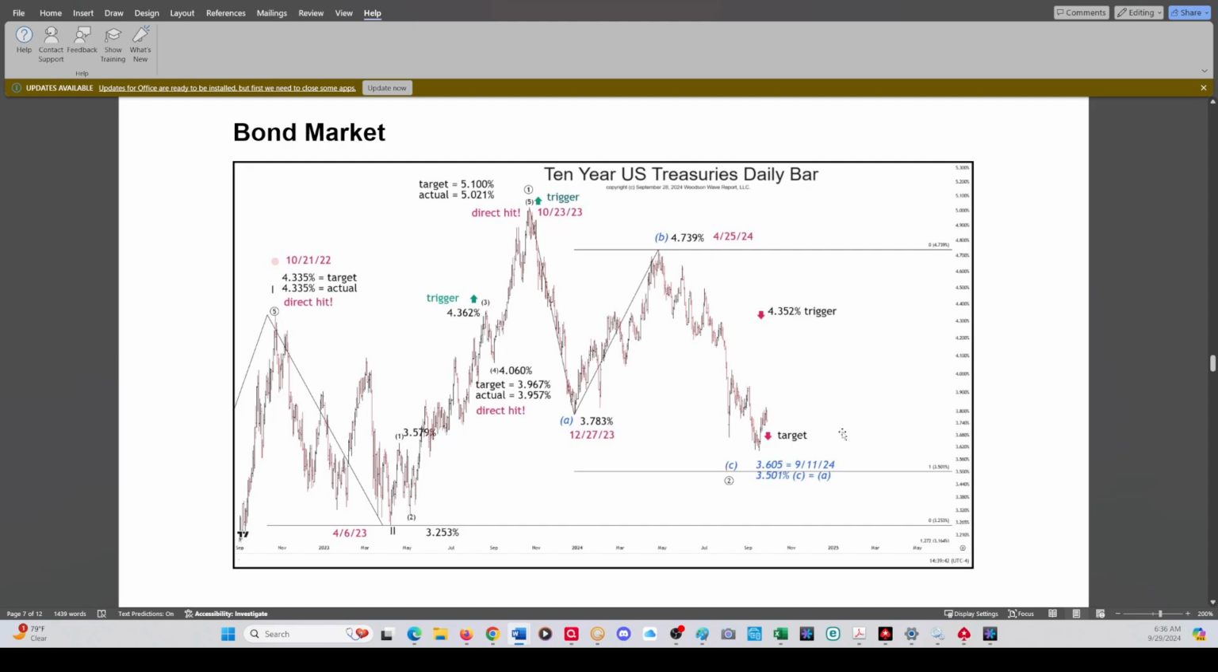You can imagine what's next. What's next is wave 3, which should go at least above wave 1, which is over 5%. We're sitting right near 3.5% now. That's going to be a jolt to the system, okay?